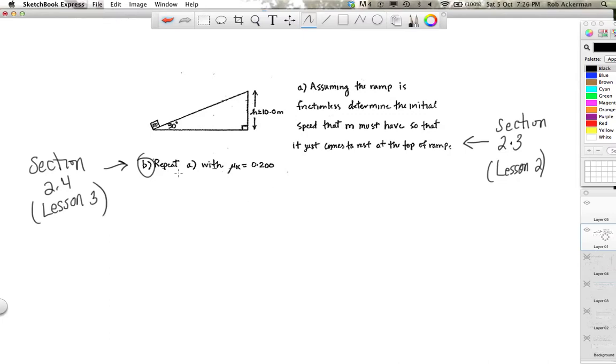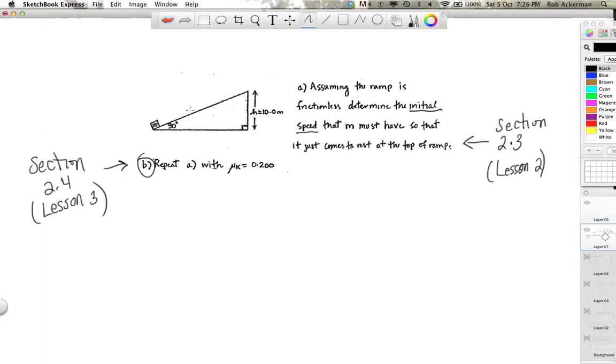So this is what we're focusing on. The mass goes up the ramp, and they're asking you, what is the initial speed that you have to give this thing? Just a quick push. Maybe if it was a bowling ball, for example, that you were rolling up a ramp. What initial sort of push with your arm would you have to give it?